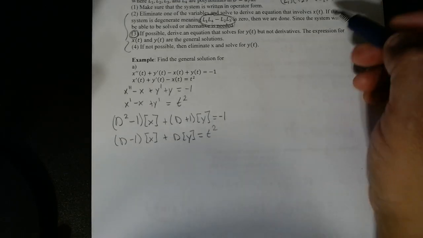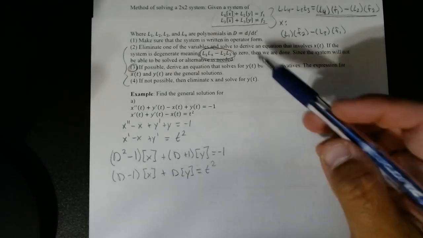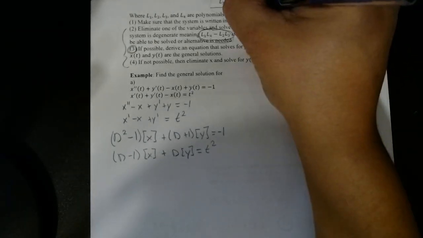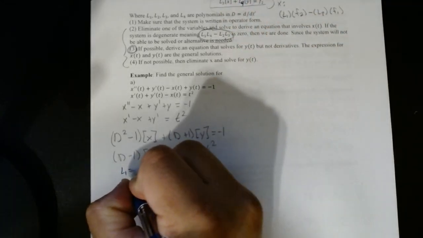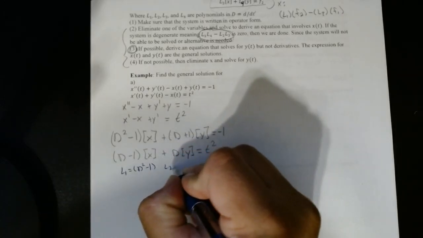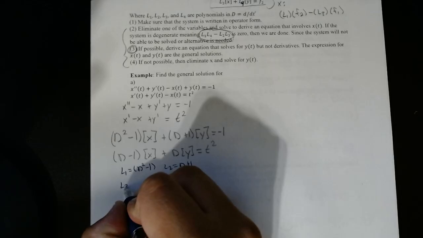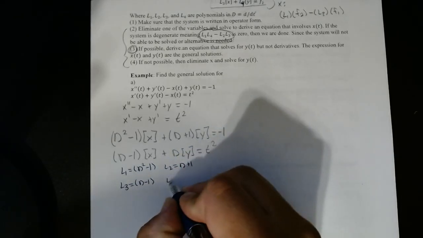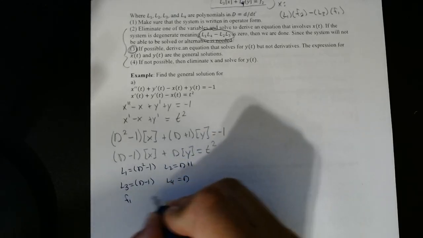So therefore, we have our L1, L2, L3, L4, and everything else itself, F1 and F2. Okay. Oh, this is supposed to be F2 actually. So let's just write that down. L1 will be D squared minus 1. L2 will be D plus 1. L3 is D minus 1. And L4 is just D. And I'll just write down F1 and F2 as well.